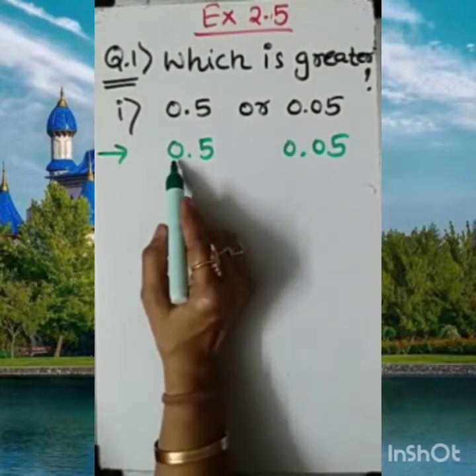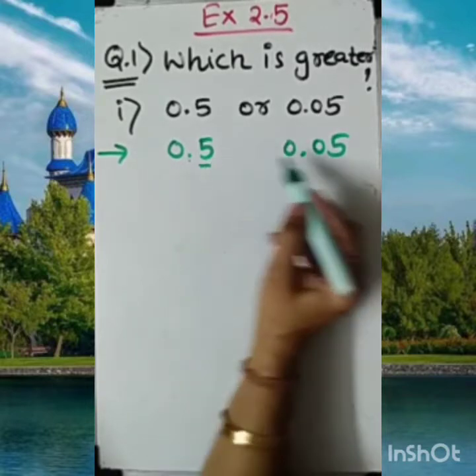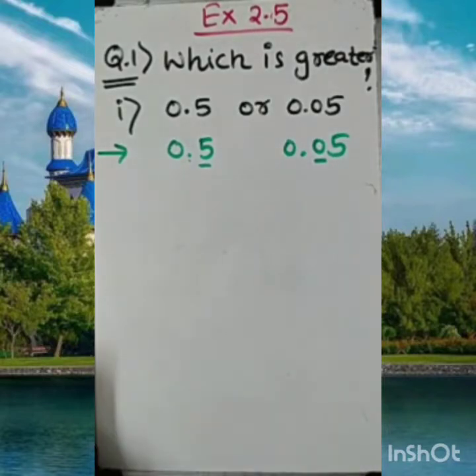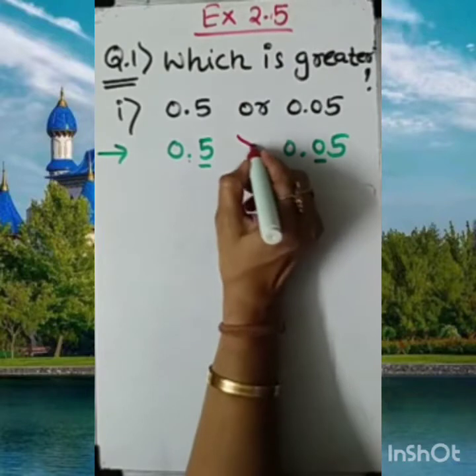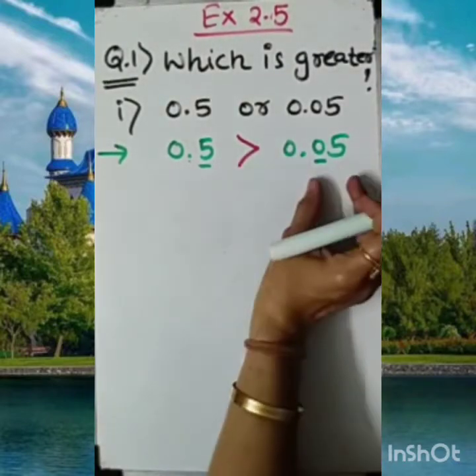Dear student, immediately after the decimal here we are having 5. Here immediately after the decimal we are having 0. So please remember 5 is greater than 0. So this one is greater. So this is greater than this.